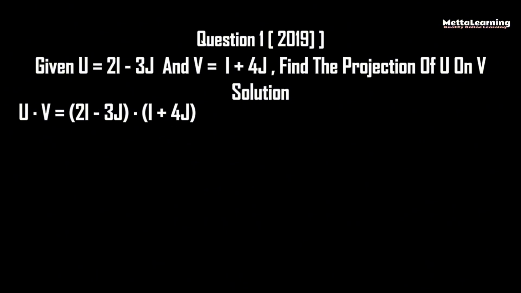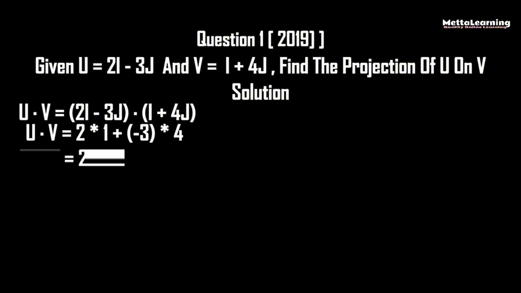So we have 2 times 1, plus, in bracket, minus 3 times 4. So i's are multiplying one another and j's are multiplying one another. When we multiply that, we have 2 minus 12, because minus 3 times 4 gives us minus 12. So plus times minus will be minus. So 2 minus 12 therefore gives us minus 10. So that gives us the product u dot v.